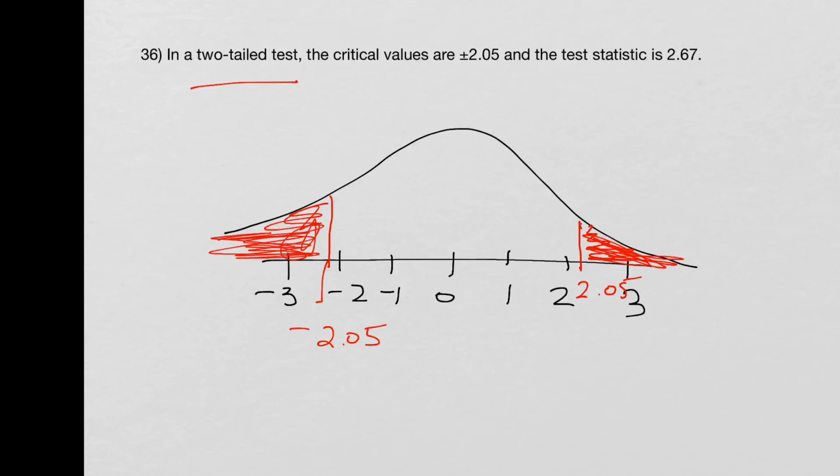And where is our test statistic? It's at 2.67. So that is in the rejection region. And so we're going to reject the null hypothesis. So those three show you how to use the critical value method to determine whether to reject or not reject the null hypothesis. Now let's take a look at 37.